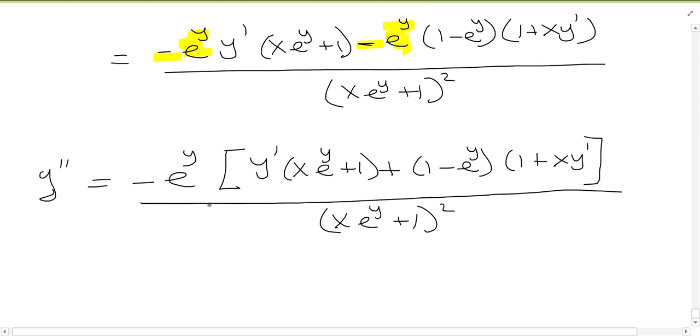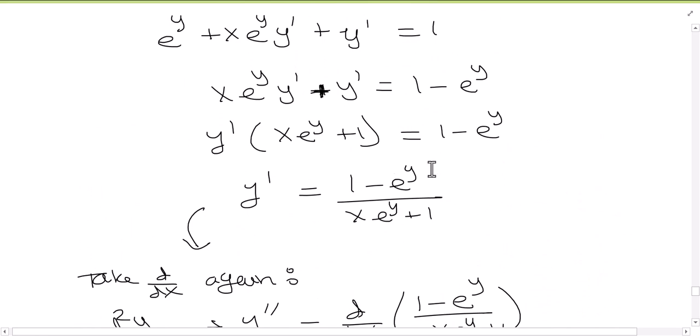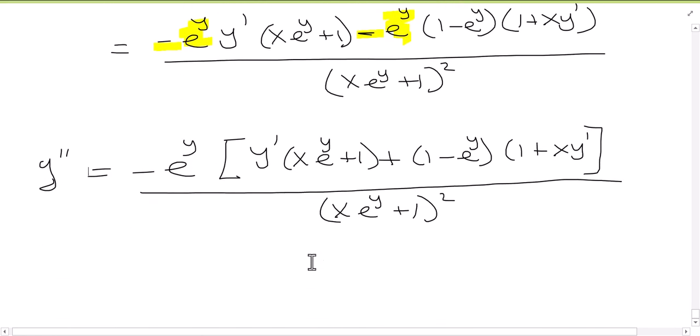So now if I wanted to evaluate, say I wanted to find the acceleration at a point, I will have to have the full point, and then go to the first derivative, plug that point in there to find what y prime is. And then for the second derivative here, I will have to plug in my x value, my y value, and my y prime value in order to find the value of that second derivative. Phew. All right, that's that problem.